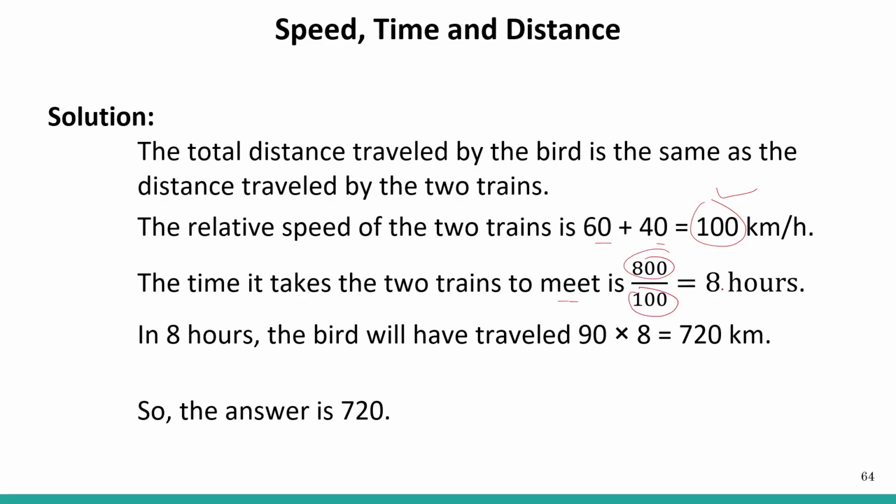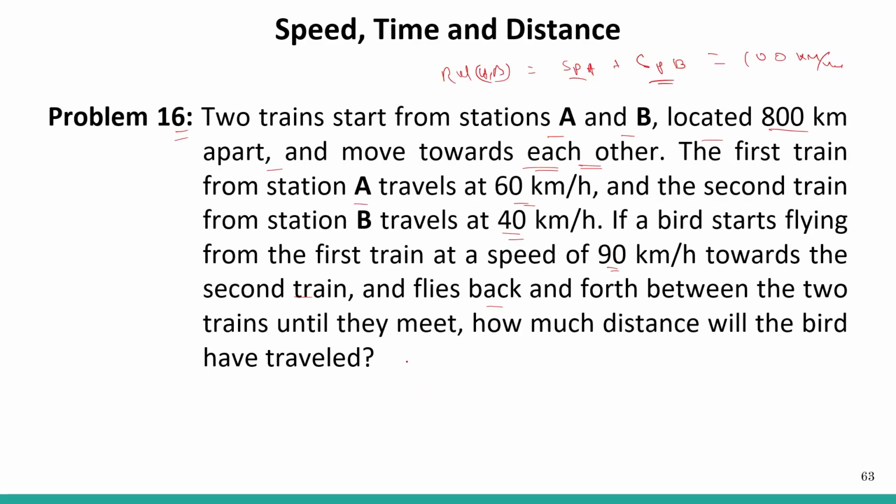800 by 100, that is equal to 8 hours. So in 8 hours the bird will have traveled 90 into 8 is equal to 720 kilometer. So the answer will be 720 kilometers. So if a bird starts flying from the first train at a speed of 90 km per hour towards the second train and flies back and forth between the trains until they meet, then how much distance has the bird traveled? It will be 720 kilometer.